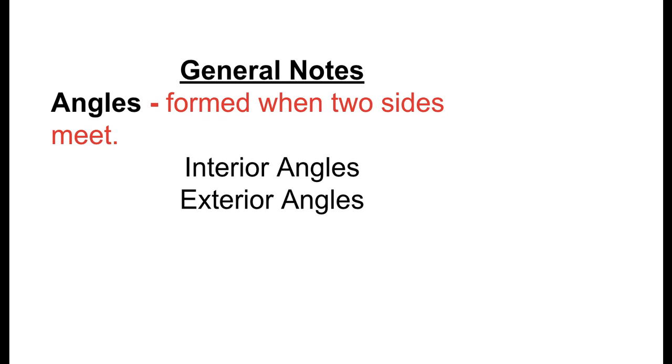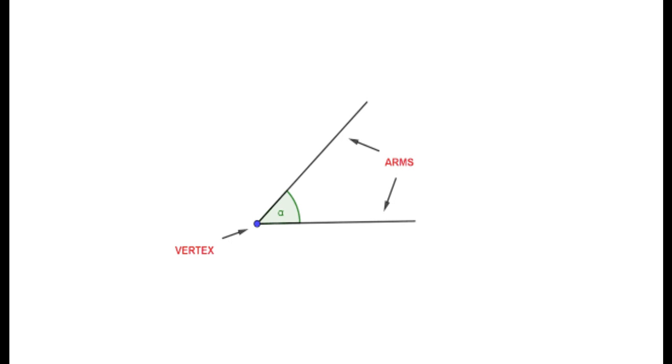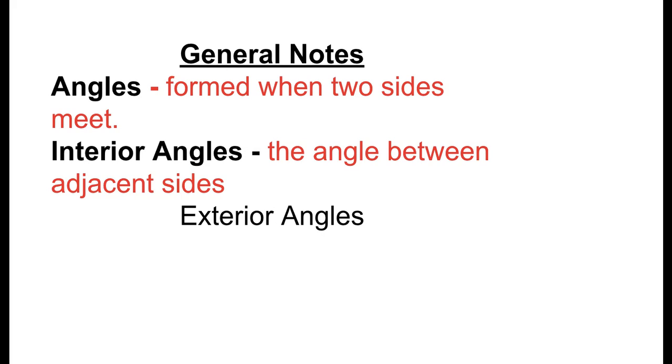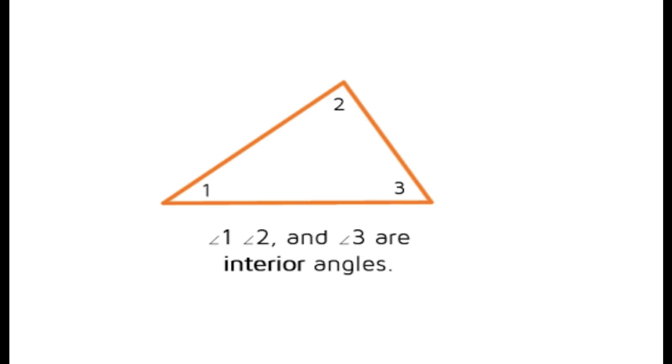As we jump in here, we're going to talk about angles, interior angles, and exterior angles. Angles are formed when two sides meet. And if you look in this picture here, the arms are serving as the sides. And this vertex here is where your angle is, angle A. Interior angles are the angles that are between adjacent sides. So if we look here at this triangle, angles 1, 2, and 3 are all interior angles.